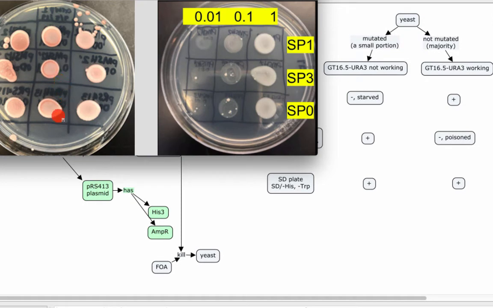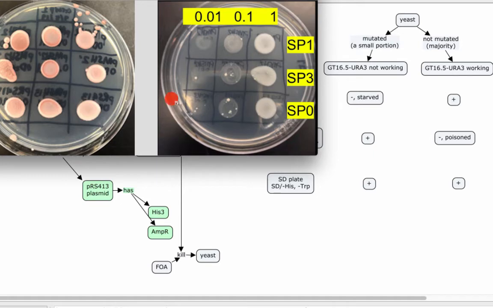Over here, most of the yeast cells plated are growing, and we can't really see any difference among different strains. It's just because this area has been saturated with a large number of yeast cells.